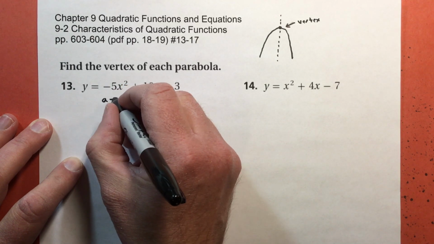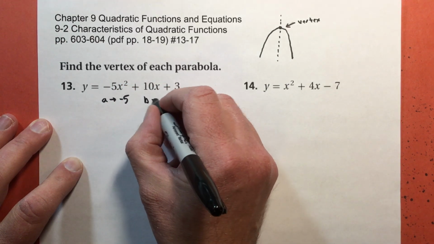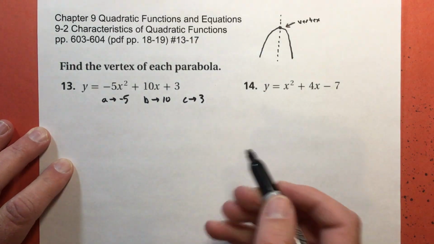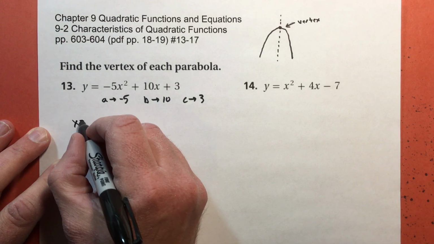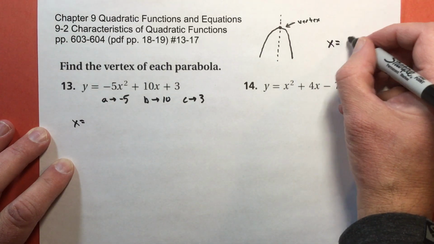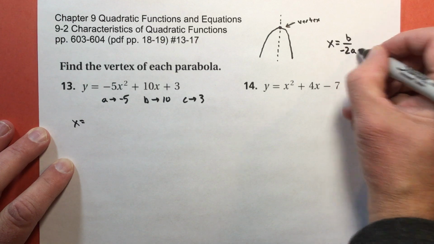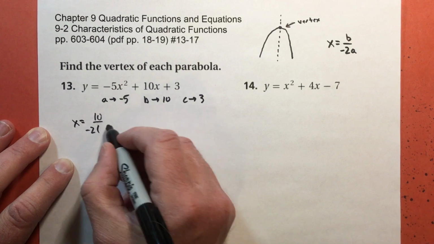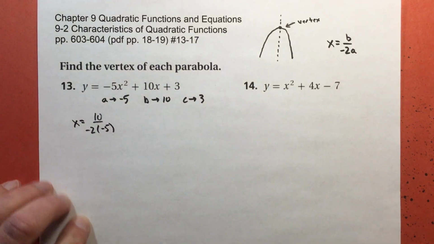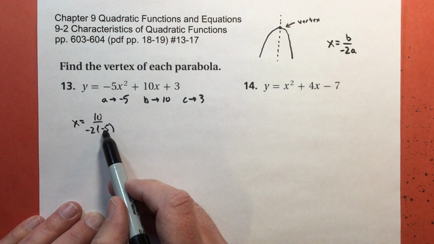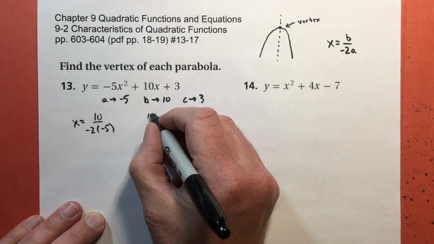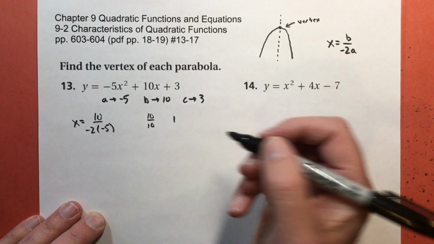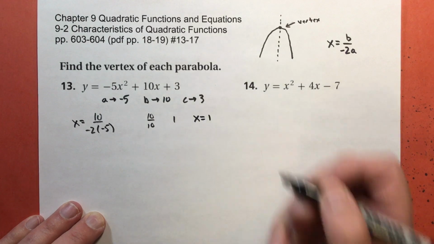All right, so here's how we do this. My a is going to be -5. My b is going to be +10. My c is going to be 3. My axis of symmetry, and I'll write it up here, is x equals -b divided by 2a. So I take -10 divided by 2 times -5. You can do this in your head. 2 times -5 is -10, so in my head I'm thinking -10 divided by -10, and that equals 1. So my axis of symmetry is x equals 1.